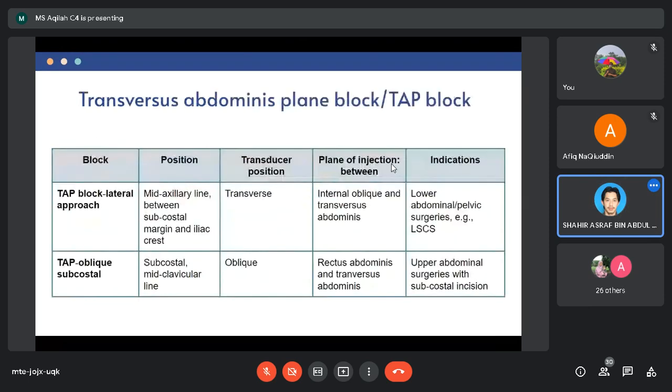Next. So transversus abdominis plane block can actually spread from T6 up to L1. Depending on that, but more commonly we use it for the lower abdomen, around T8 to L1, because it can have L1 sparing or T6 sparing near the xiphisternum. So often we use a lateral or posterior approach, and the oblique subcostal approach can be used for upper abdomen surgery. This TAP block provides somatic analgesia.